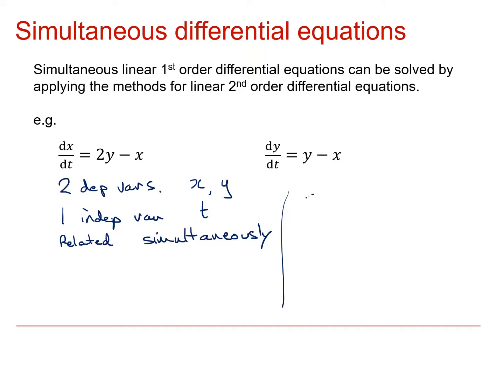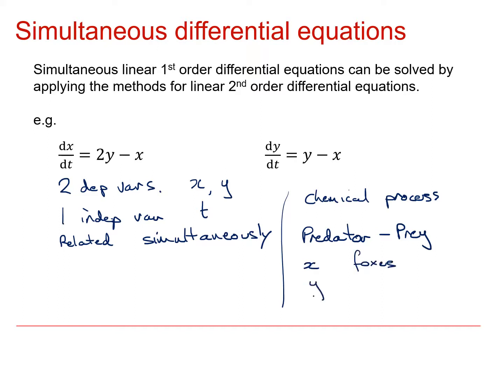It might be something to do with a chemical process. So we might be looking at the production or take-up of two different types of chemical. It might be, and this is very common, a predator-prey type relationship where we have got two species. In this example, for instance, we might have that x relates to the number of foxes in a particular population and y relates to the number of rabbits.